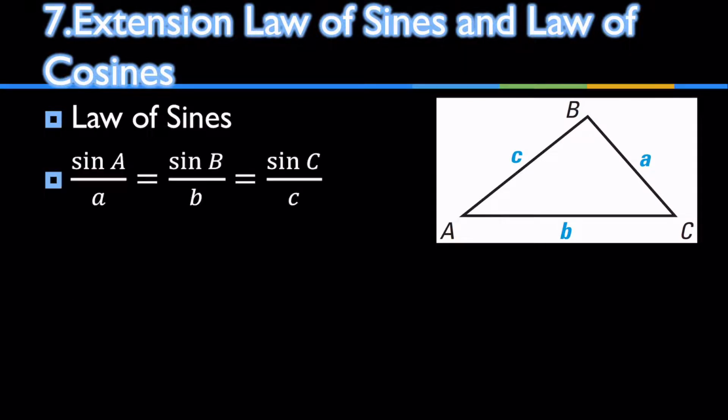So the law of sines: sine of A over a equals sine of B over b equals sine of C over c. I'd like you to notice that opposite angle A is side a, opposite angle B is side b, and opposite angle C is side c. So the sides are lowercase letters and they're opposite the angles with the uppercase letters.